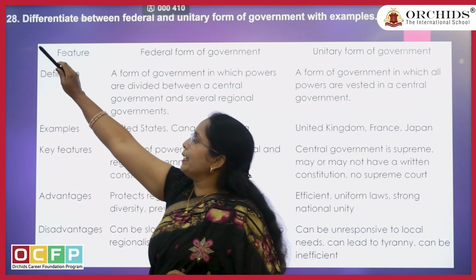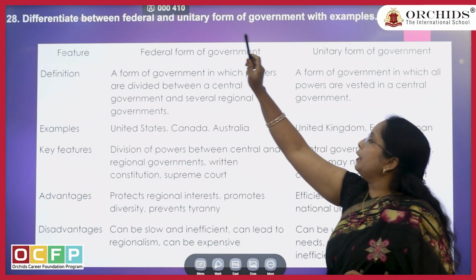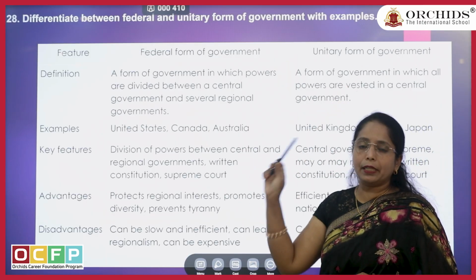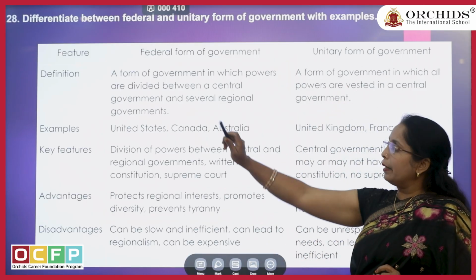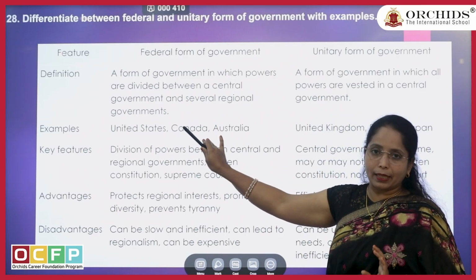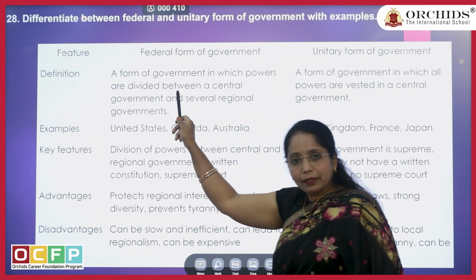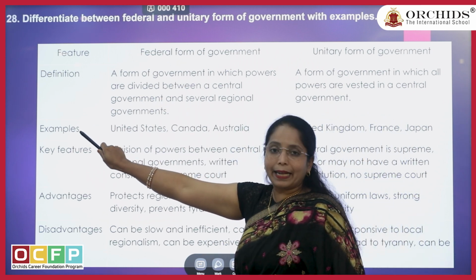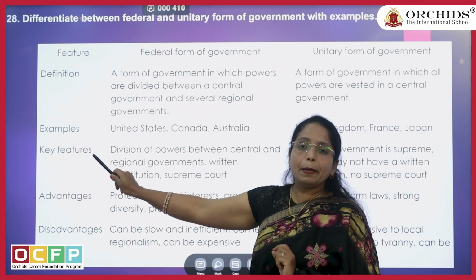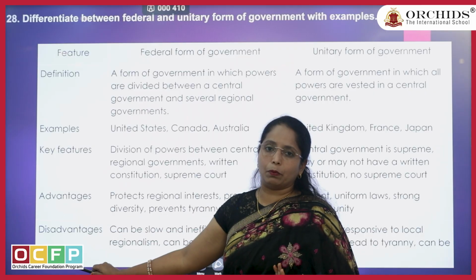Students, let us go with the next question, 28th question. Differentiate between federal and unitary form of government with examples. Already you know about the unitary government and federal government, right? Let us divide it in a proper way so that the examiner can give you complete 3 marks for the answer. For example, see the definition we have to write, what is unitary and what is federal. Then we should go with the example where it is already in the rule. Then the key features, what are the important points to be considered. Then we are going to write about the advantages and disadvantages.